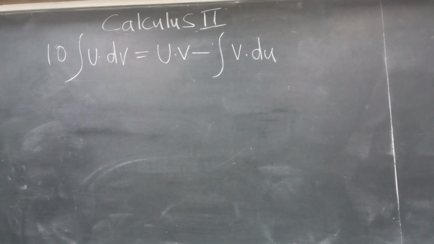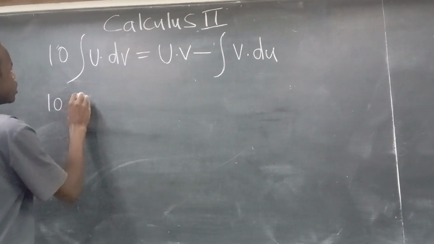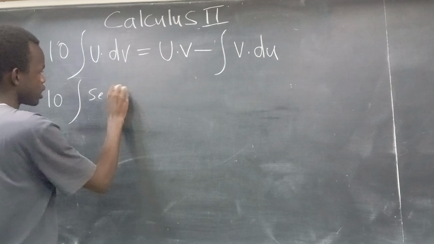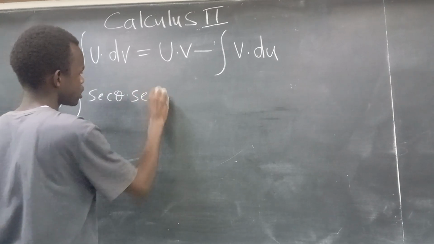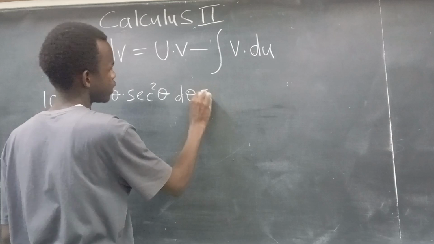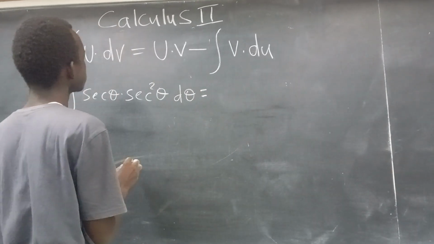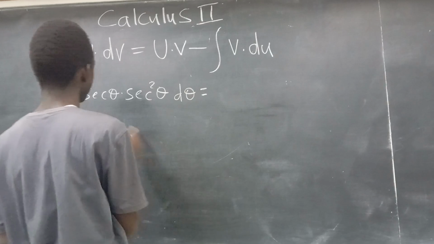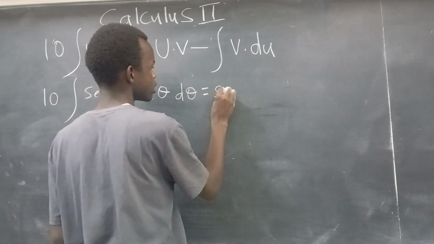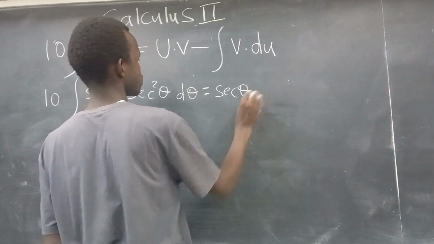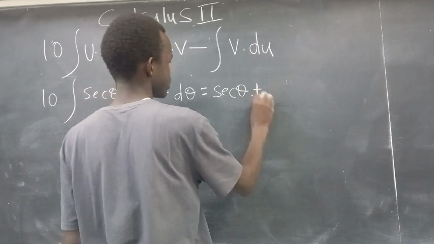So we'll get 10. We're told you are integrating secant theta multiplied by secant squared of theta d theta. Our answer is supposed to be u. What was our u? Our u was secant of theta, multiplied by our v, which was tan of theta, remember.